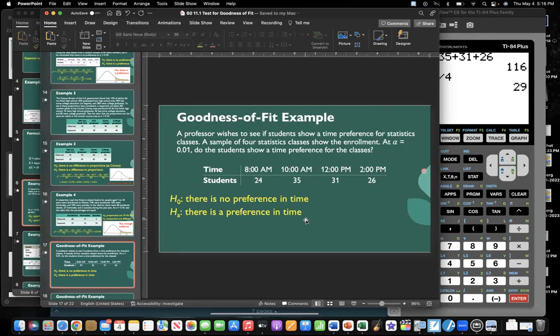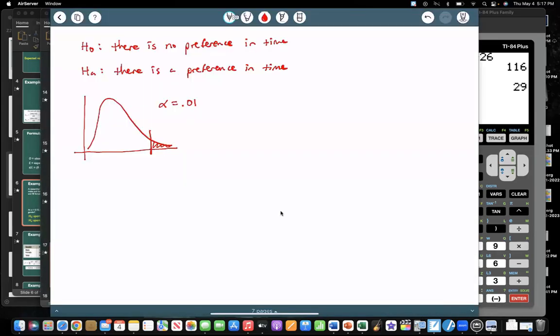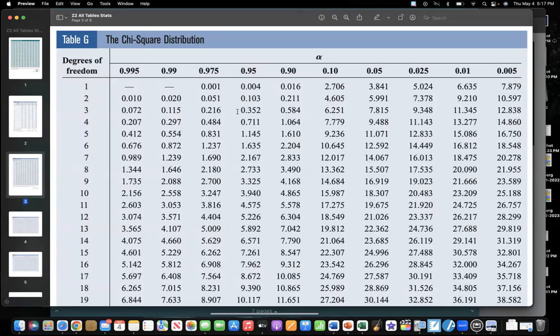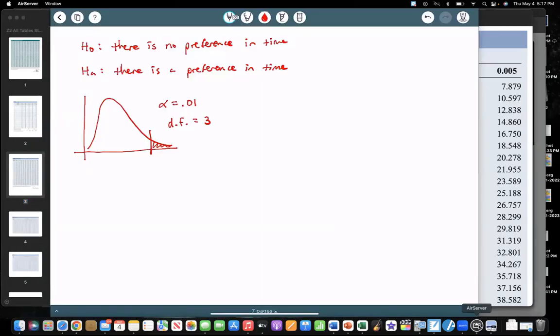Okay, so for this test, to find our critical value, alpha was 0.01. We said we have 4 categories, so 4 minus 1 gives me 3. So degrees of freedom 3 with 0.01. If I go to my table, 3 is this column, 0.01 is all the way over here, and the critical value is 11.345.